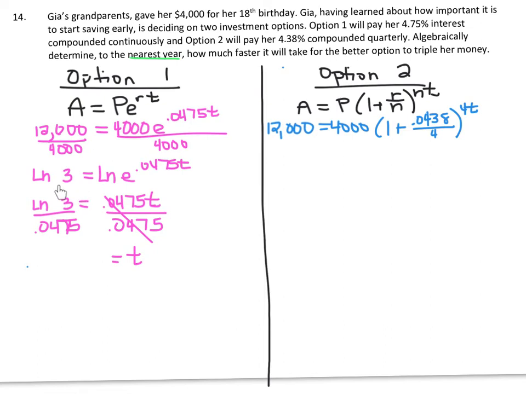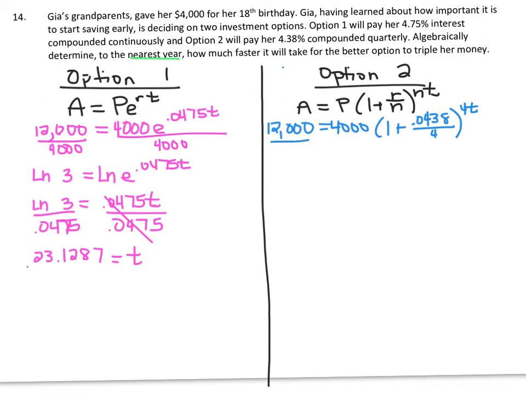So you're going to plug this in your calculator, and for right now I'm just going to round to 4 decimal places on my paper. So this gives me approximately 23.1287 years. Okay, so that's how long it takes for option 1 to triple her money. All right, now let's go over to option 2.